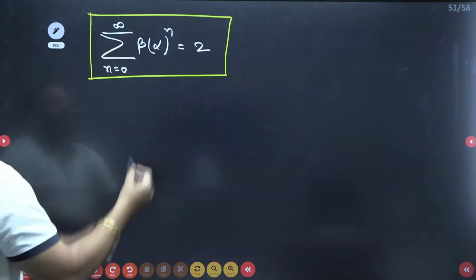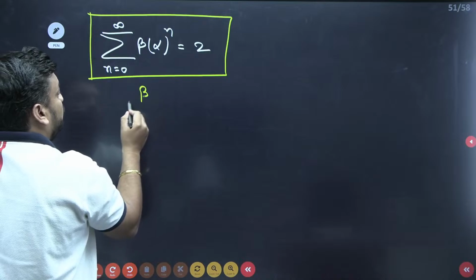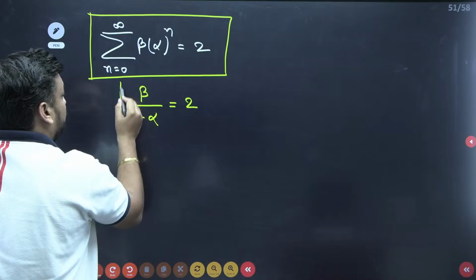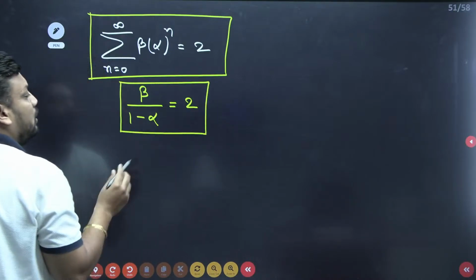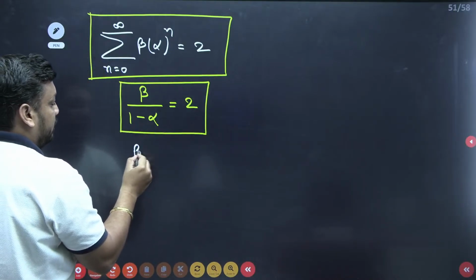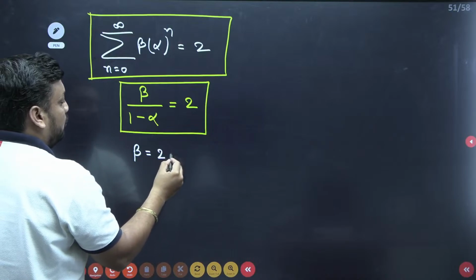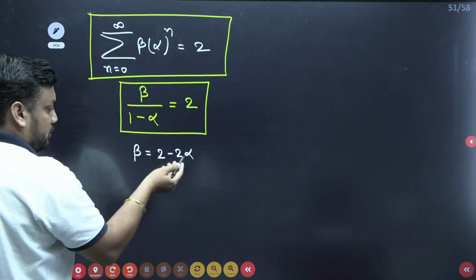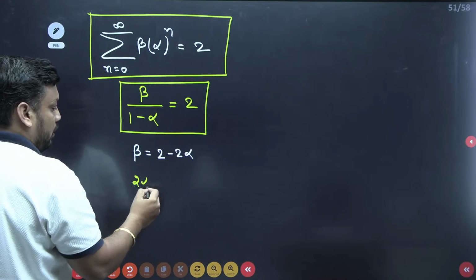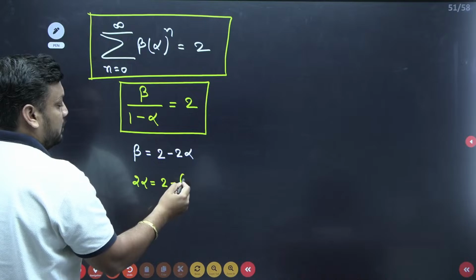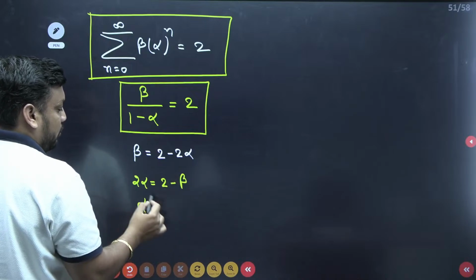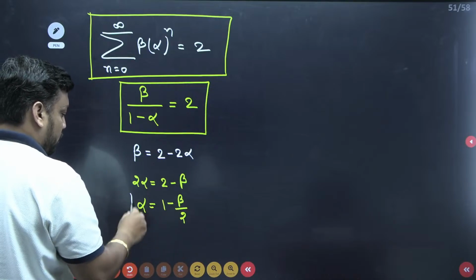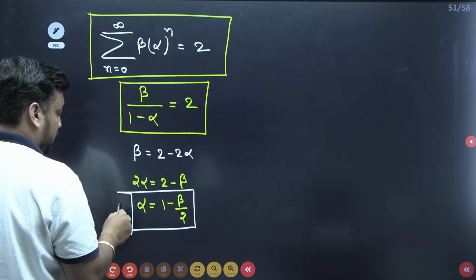Now student, what you need to do? You need to write beta upon 1 minus alpha, and it is equal to what, guys? 2. When you cross multiply, you will get exactly beta equal to 2 minus 2 alpha. When you shift this part here, you will get 2 alpha equal to 2 minus beta. So you will get alpha equal to 1 minus beta upon 2. This is the value of alpha you will get for sure.